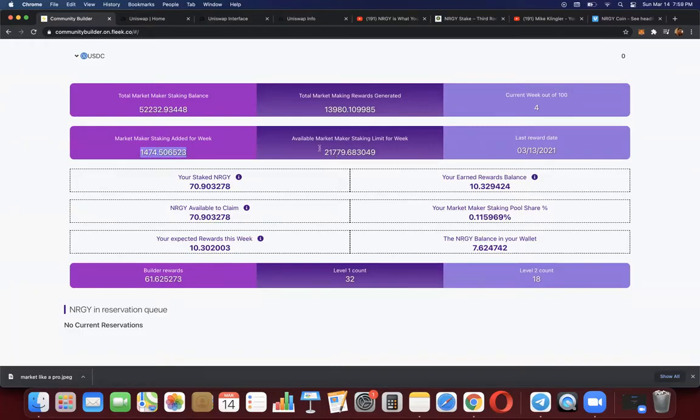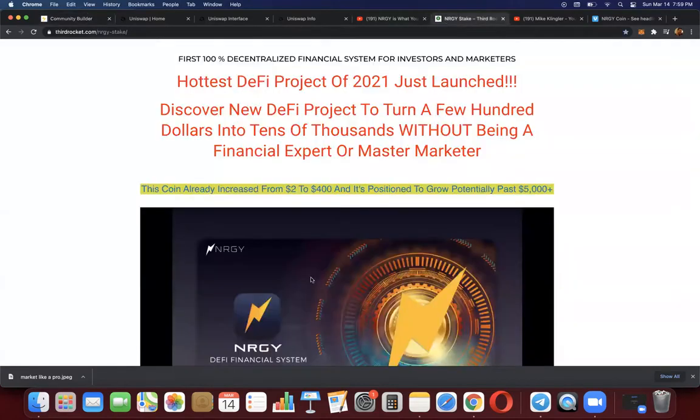But the point is, I'm looking at the economics of this: when all of this has been staked for the week, no one else can stake until someone unstakes. And as we go forward, you want to study this a little bit more. Again, go to that page and learn about all this.